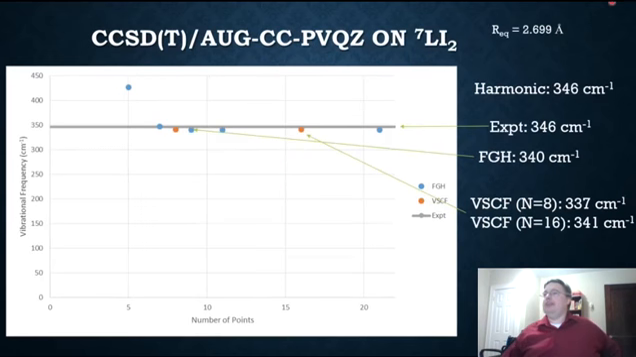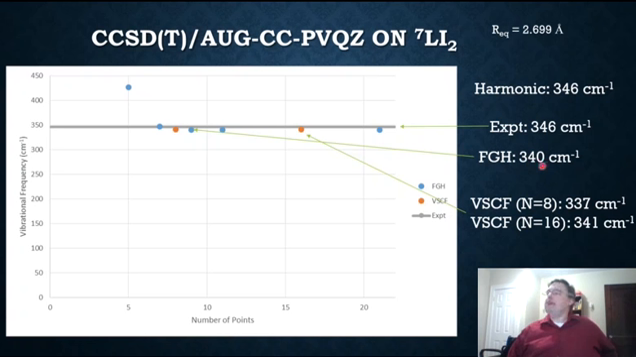It was dilithium, Li2. Okay, the harmonic result is 346. Just coincidentally, it turned out that the experimental result and the harmonic result turned out to be the same. This is because dilithium has a very long bond, so the potential energy is extremely shallow. So, since the potential energy is so shallow, that means that it is approximately harmonic for a wide range of displacements. So the harmonic actually turned out to be pretty good.